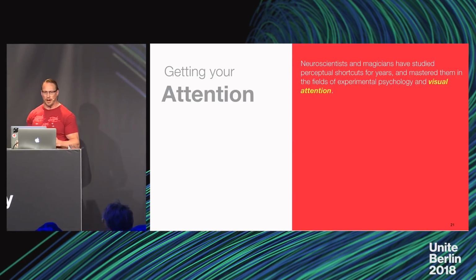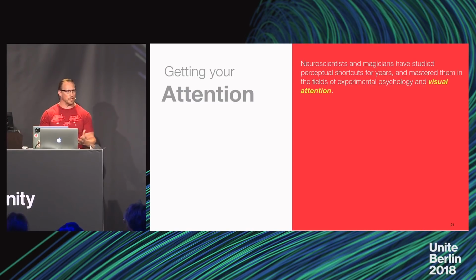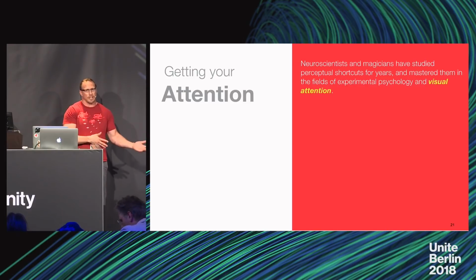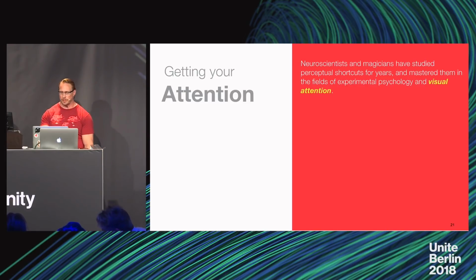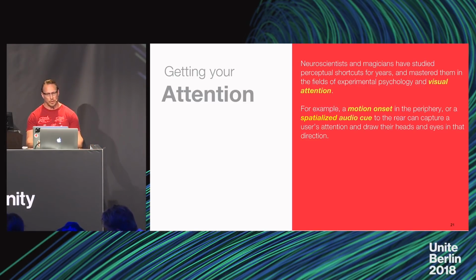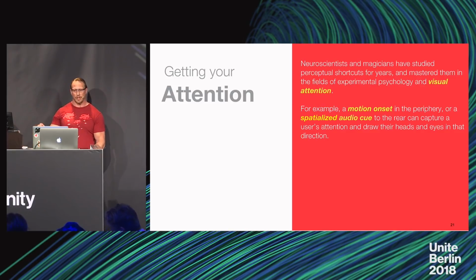The great thing about our device is that we have eye tracking, and so we know where you're looking. And if you're not looking where you need to be looking, we can do stuff where you are looking, or we can get you to come over to where you need to be. We can use motion offsets in the periphery. We can use spatialized audio cues to take you where you need to be.